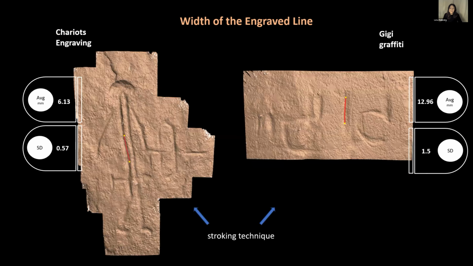What are we doing with the computational information? We extract average and standard deviation, which allow us to follow the particular implementation of each technique. Here, let's compare lines made by the same technique, the stroking technique, in 2 different engravings. Notice that the standard deviation is low in the chariots and high in Gigi. That means that the chariot lines show much more consistency, which means that the engraver's gestures were much more similar to each other.